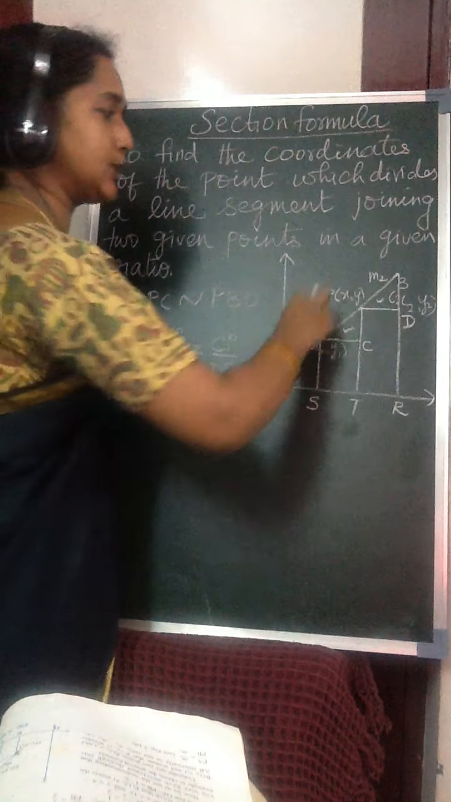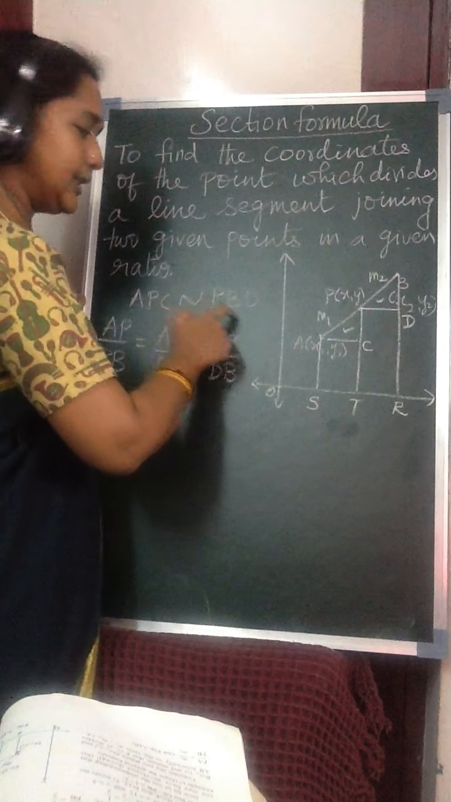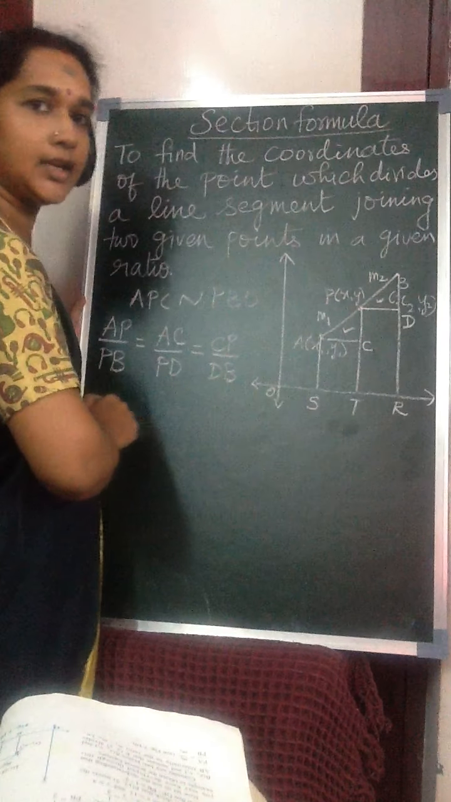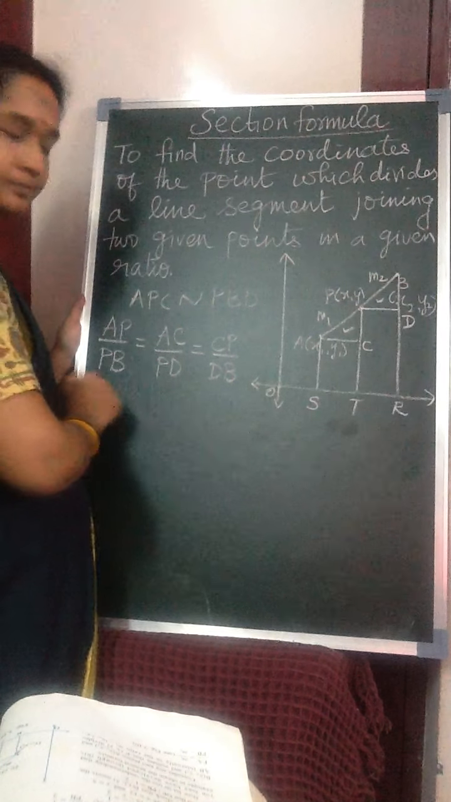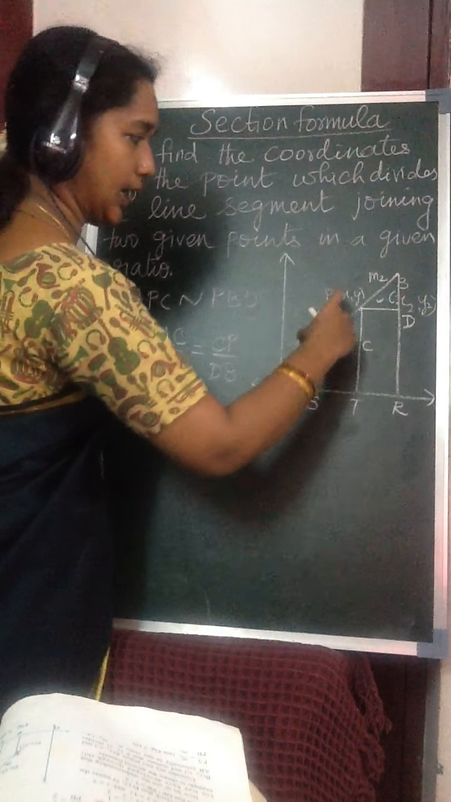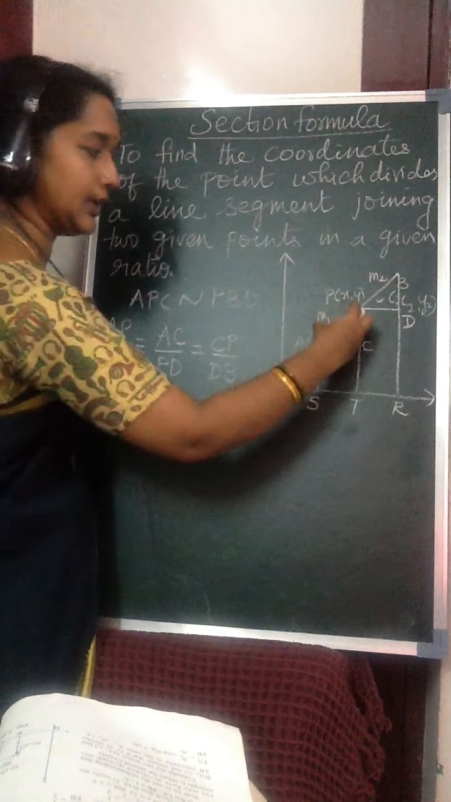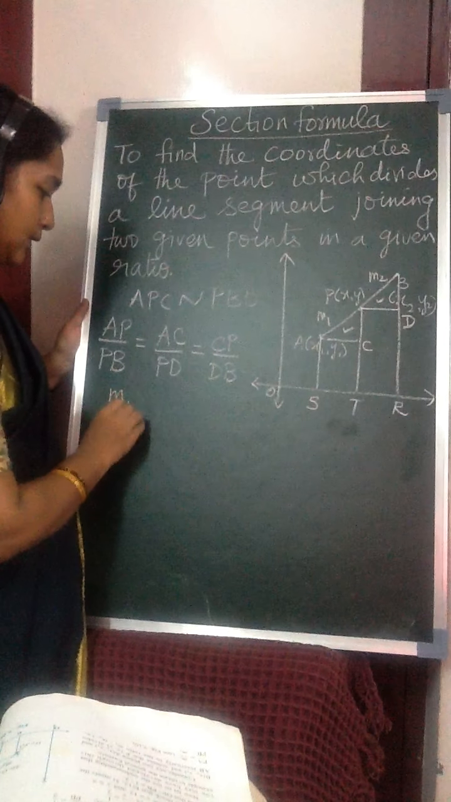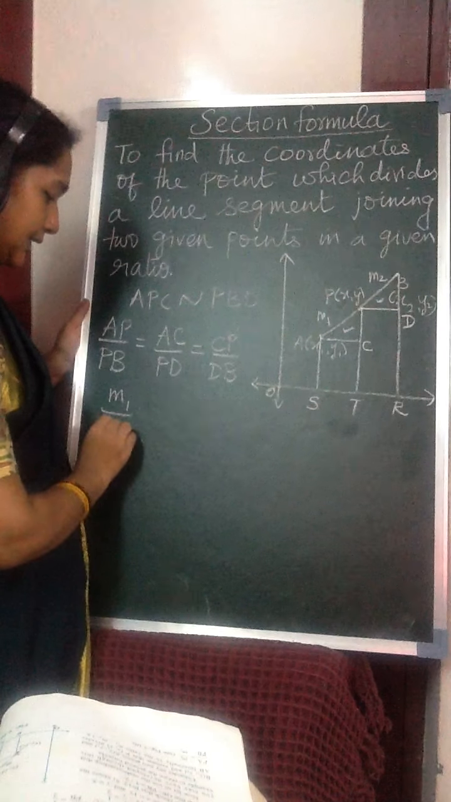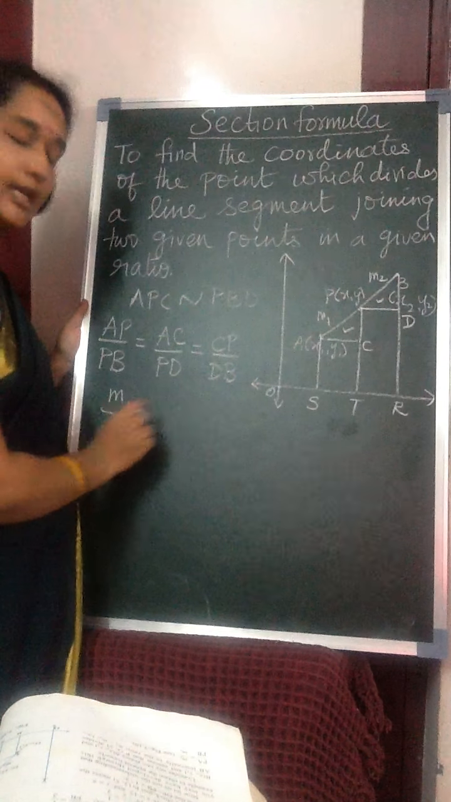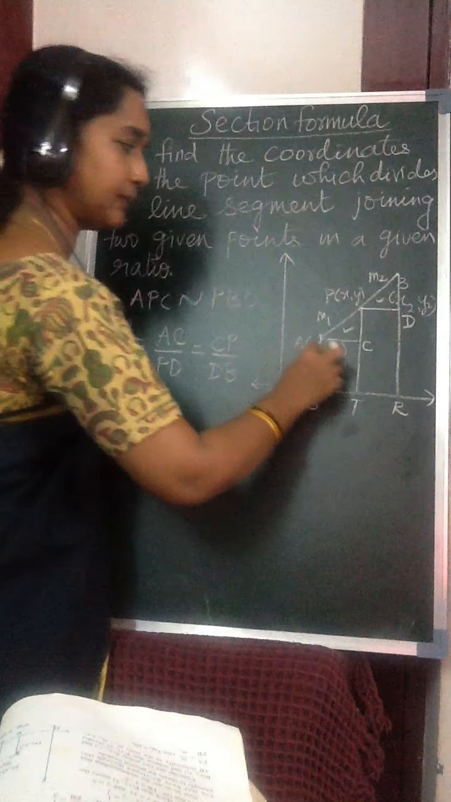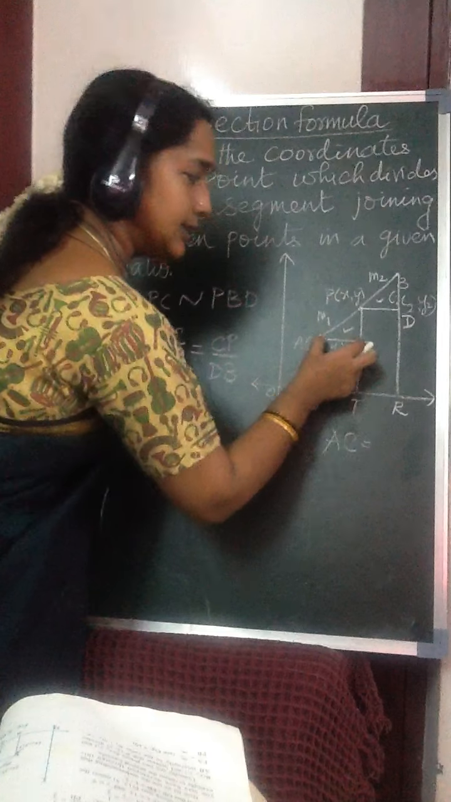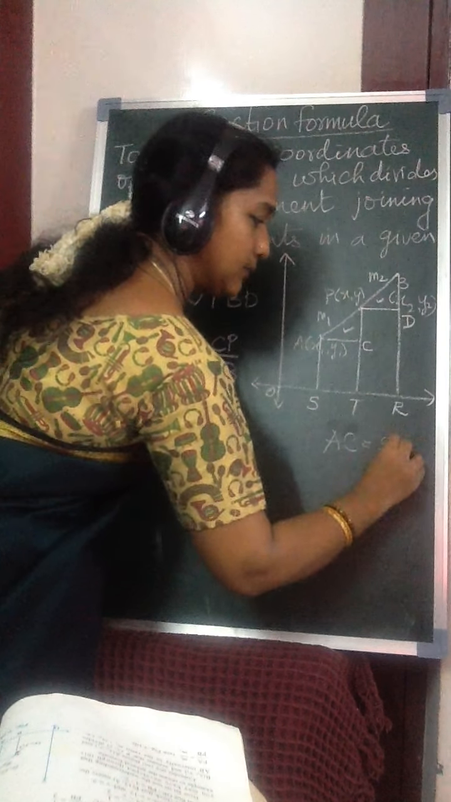So, the three sides of the triangle: since the two triangles are similar under AA similarity, all the sides are in the same ratio, so you can write it like this. AP by PB. What is the length of AP given already? We have taken it as M1, and for PB we have taken M2. So M1 by M2 is equal to AC by, this AC length is equal to ST.